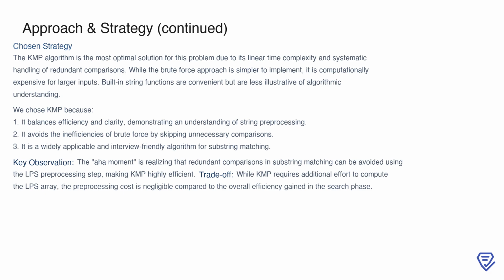While the brute force approach is simpler to implement, its inefficiency with larger inputs makes it less desirable. Built-in string functions, on the other hand, offer convenience but lack the opportunity to showcase algorithmic expertise. By choosing KMP, we gain the advantage of linear time complexity and the ability to handle redundant comparisons systematically. The key insight here is recognizing that preprocessing the needle with the LPS array not only reduces computational redundancy but also highlights the power of preprocessing in optimizing algorithms.